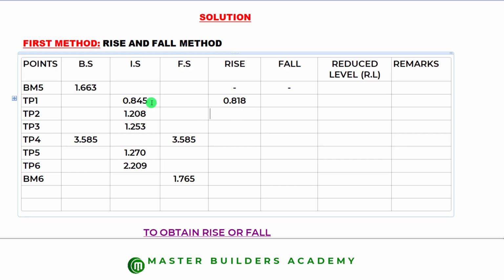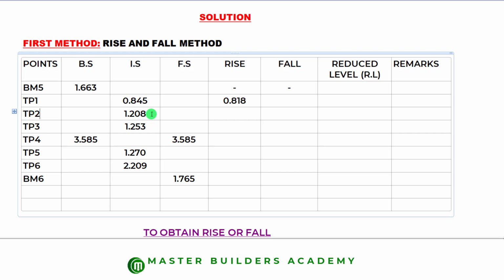Under TP2, our previous level, remember, we are now moving from TP1 to TP2. So TP1 will now become our previous value, while TP2 will become our current value. So we'll be subtracting 1.208 from 0.45. Remember, this is not done on the basis of subtracting a bigger number from a smaller number or a smaller number from a bigger number. No, it is on the concept that you are subtracting the current value from the previous value. I hope you got that principle. Subtracting the current value from the previous value.